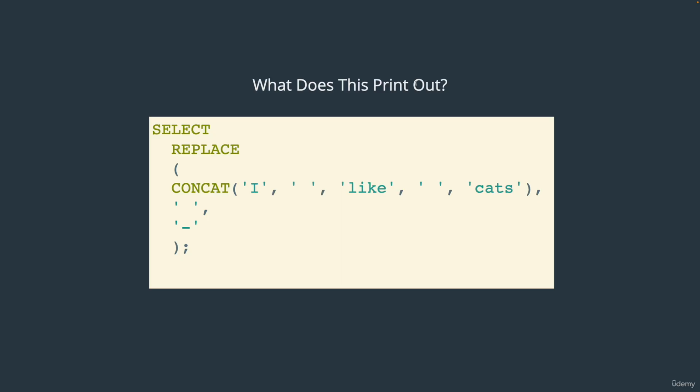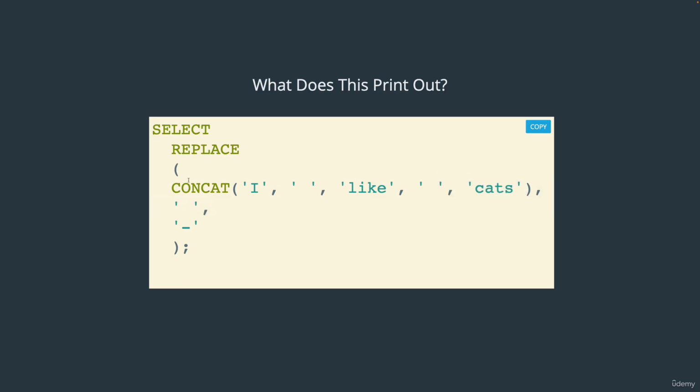Okay, next up. What does this print out? So we evaluate this from the inside out, right? This concat is nested in the replace. So we start with a concat. What does this give us? I space like space cats. It gives us the sentence, I like cats.